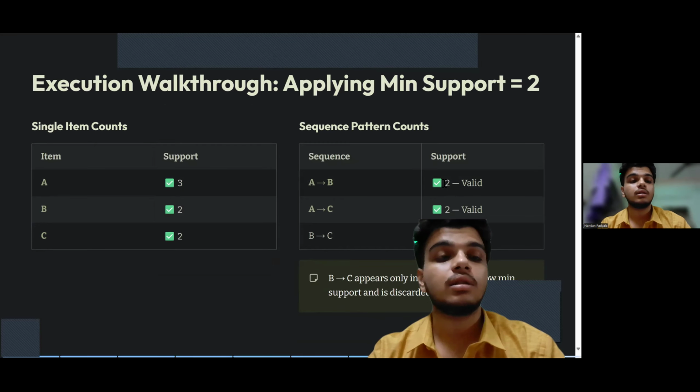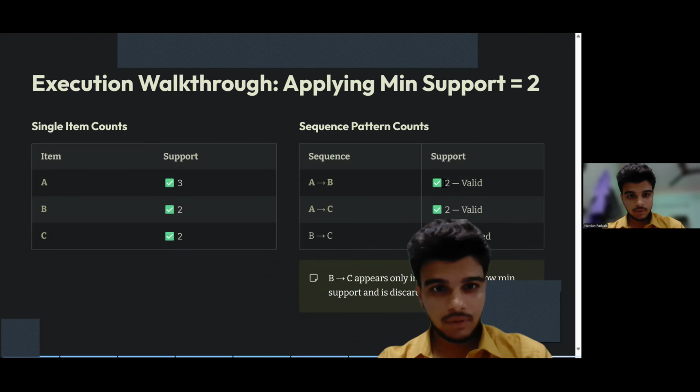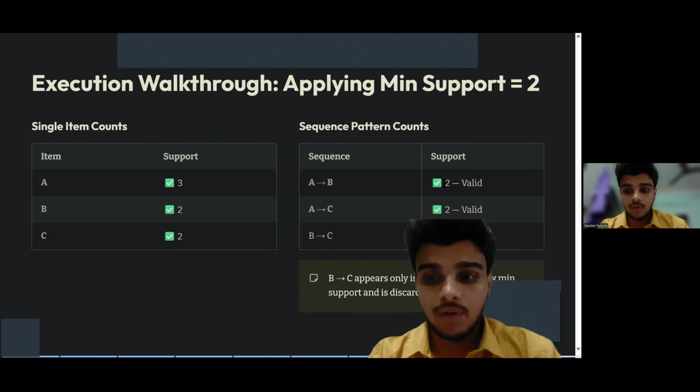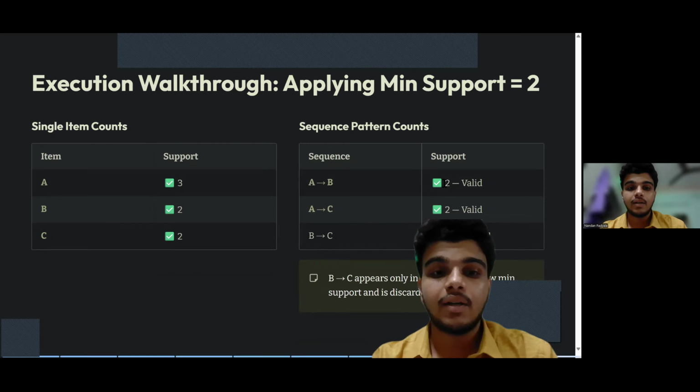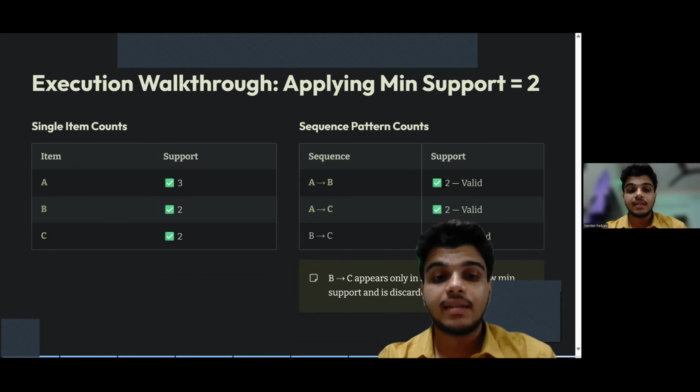Coming to the next slide. Now let's execute the algorithm on our data set. First, we count the frequency of individual items. Here A appears three times, B appears two times, and C appears three times, as given in the question. Since all of them meet the minimum support, they are all considered frequent. Next, we check the sequences.